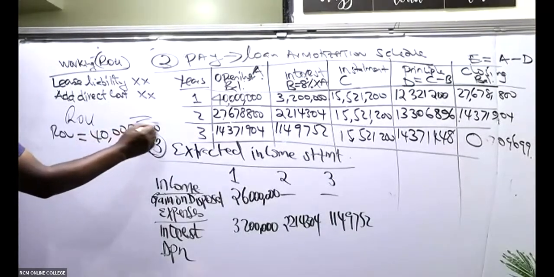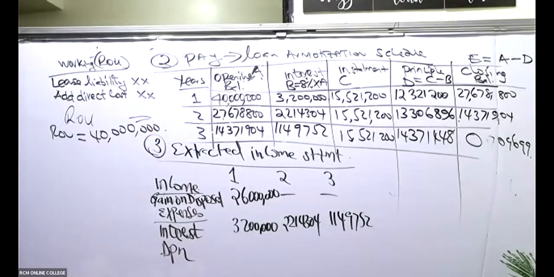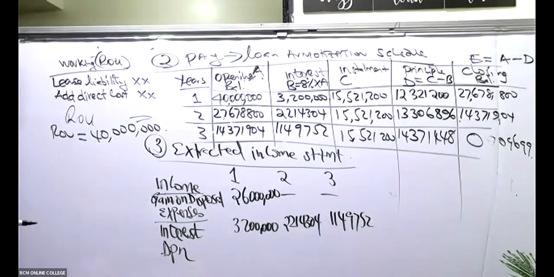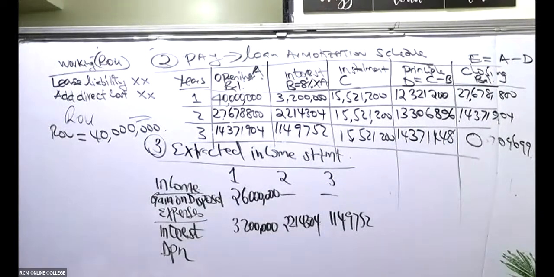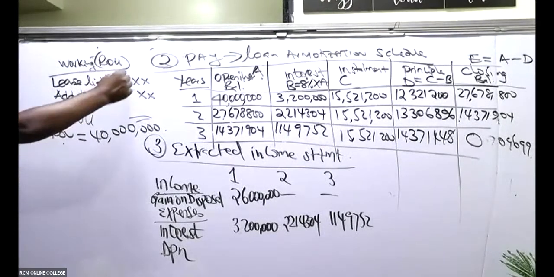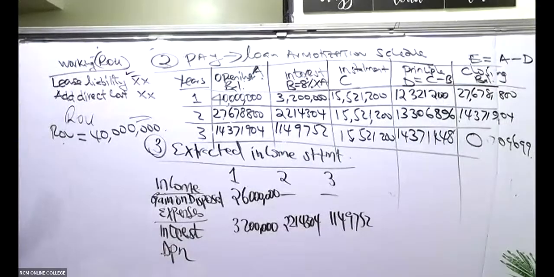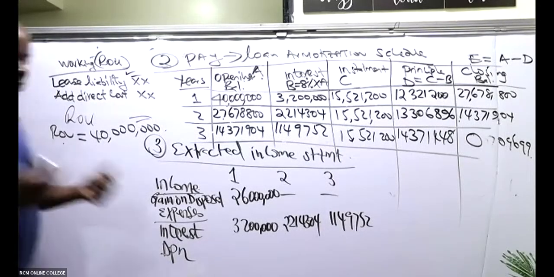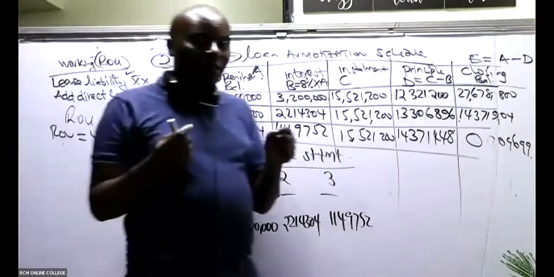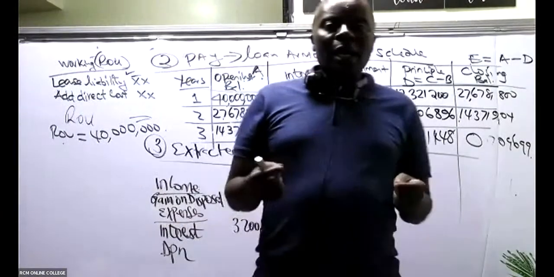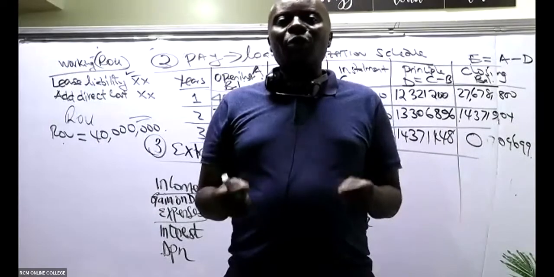Our ROU will be exactly equal to what here, somebody? To 40 million, because there are no additional costs. So our ROU will basically be equal to the lease liability. Remember, this right of use is what will be your asset value as you begin.